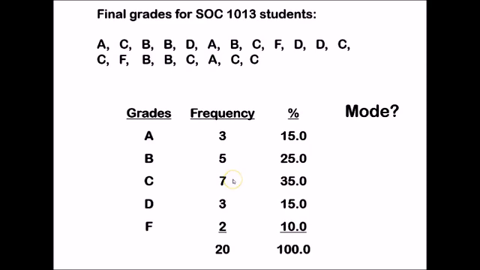7 students received a C. So the mode is a really easy statistic to determine. It's simply the most frequently occurring value.